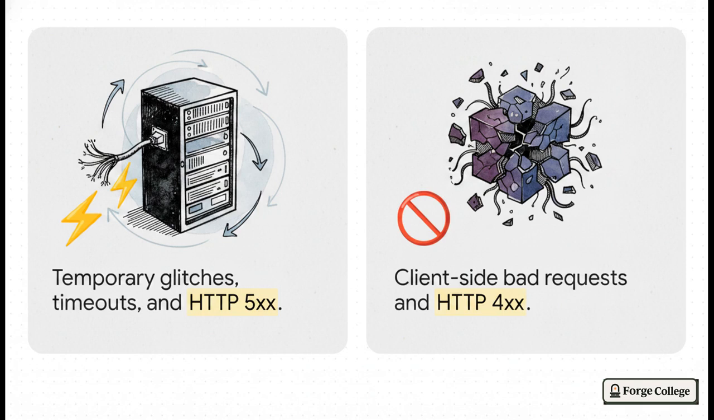This perfectly illustrates the great divide in network debugging: transient versus permanent errors. Transient errors, like your HTTP 5xx responses, timeouts, or random connection drops, essentially just mean, hey, try again later. Permanent errors, on the other hand, like HTTP 4xx responses or a malformed JSON payload, mean your request is fundamentally broken. Knowing the difference between these two is absolutely critical for safely maintaining idempotency and making sure we don't accidentally execute the exact same state-changing operation twice.